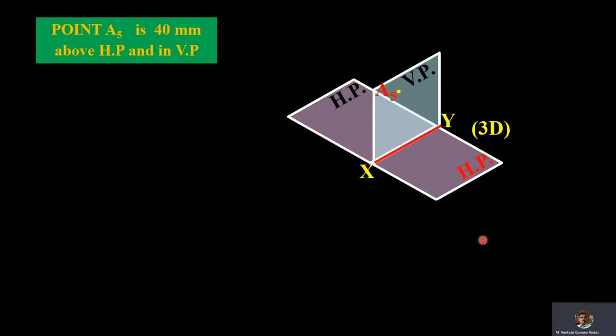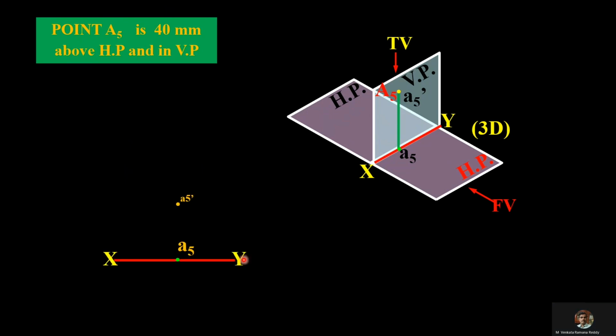So, front view. Here the distance from the horizontal plane is 40 mm. So here you will get the front view, that is A5 dash, and the distance from the vertical plane is 0. That's why in top view, the image of A5 falls on the XY line. Distance from the vertical plane is 0, that's why its image falls onto the reference line. Then we'll draw the orthographic projection, that is in a two-dimensional way. This distance is 40 mm.